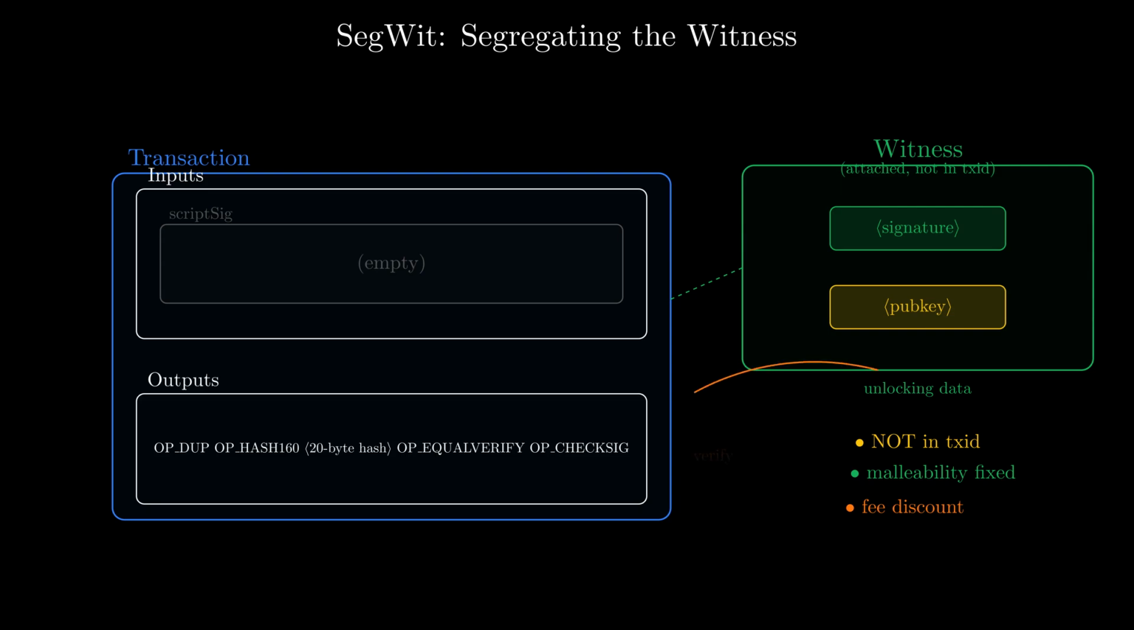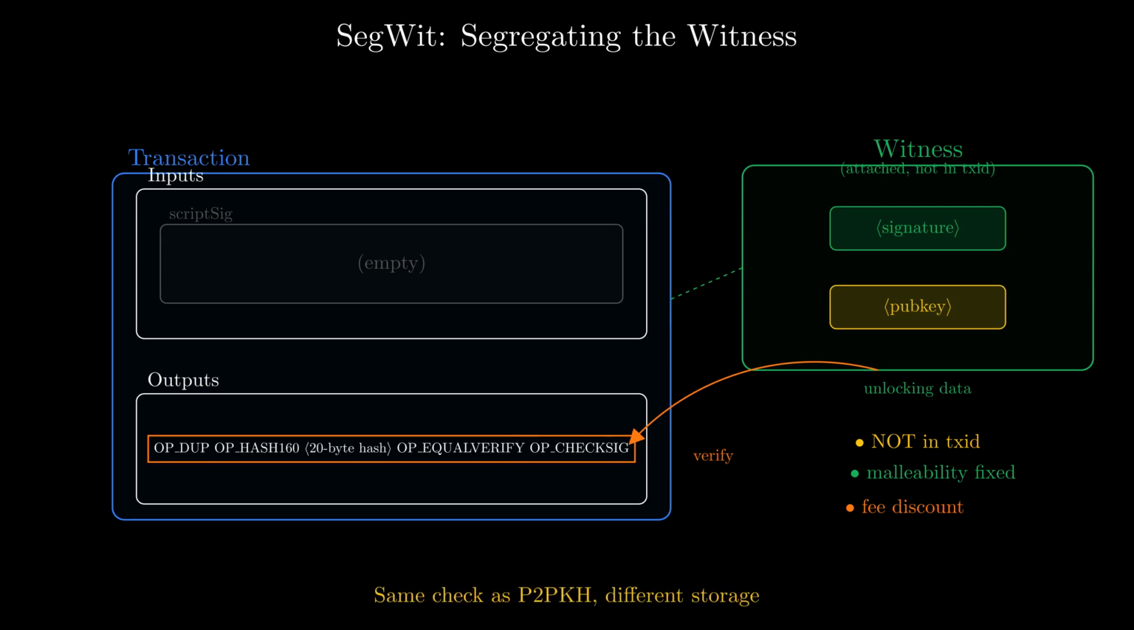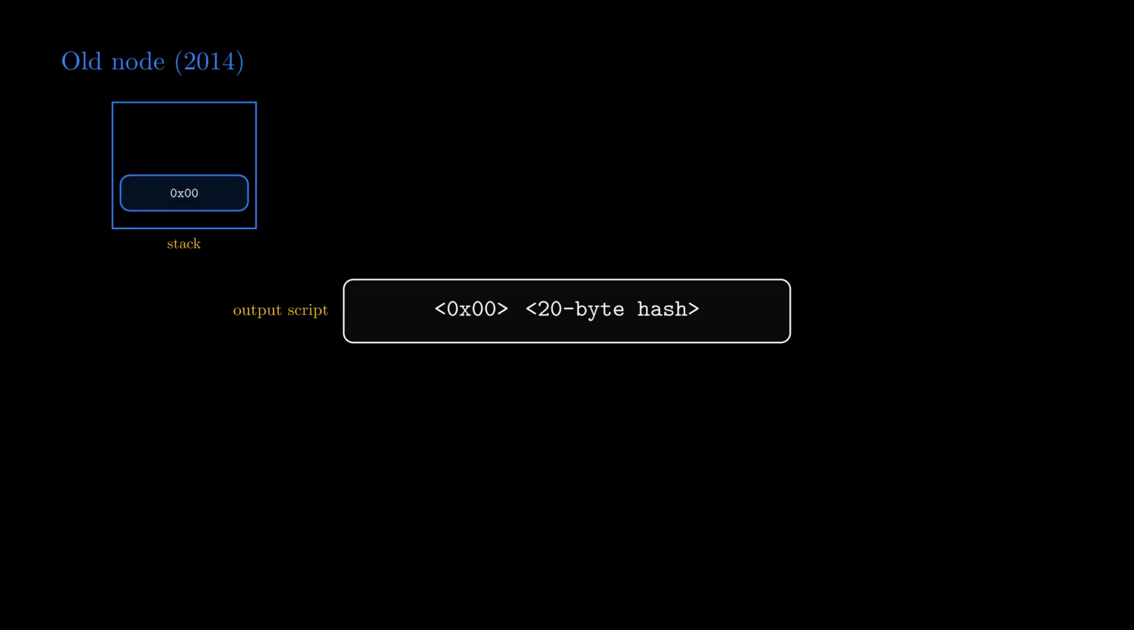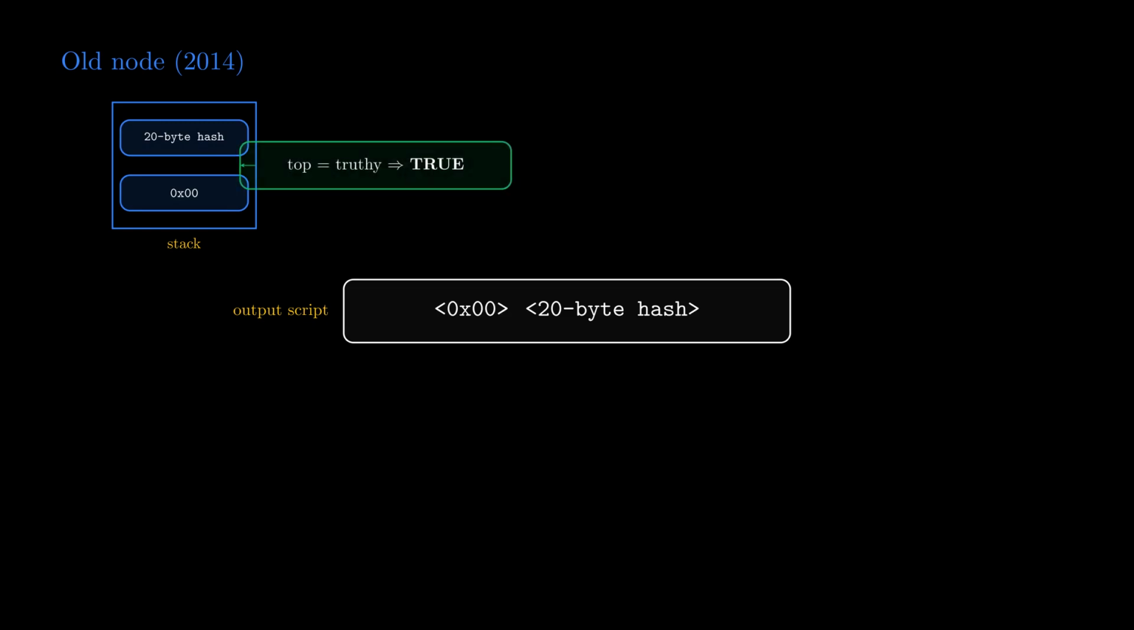SegWit-aware nodes know to look at the witness, fetch the signature and public key, and verify them against the 20-byte hash in the output. Same cryptographic check as P2PKH, just performed against data stored in a different place. Now the puzzle from the hook. To a 2014 node, the output script is just 2 data pushes. Execute 2 pushes and the stack ends with a non-empty truth value. By the old rules, that script evaluates as valid. Anyone can spend. So why isn't it stolen?